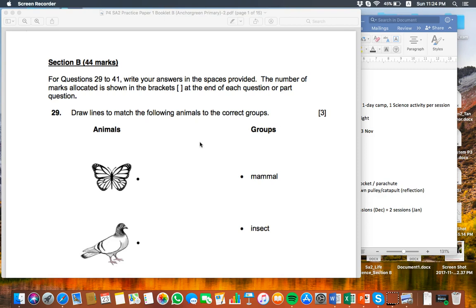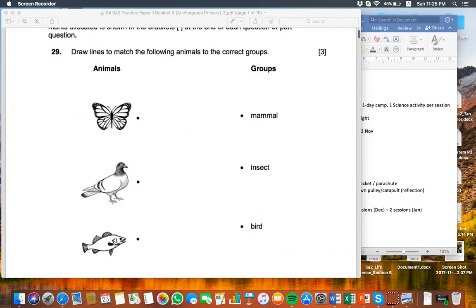Alright, turn to section B of practice paper 1. We haven't gone through most of the questions. So let's look at question 29. Draw lines to match the following animals to the correct groups. This is very simple, so I'm going to go through it very quickly.